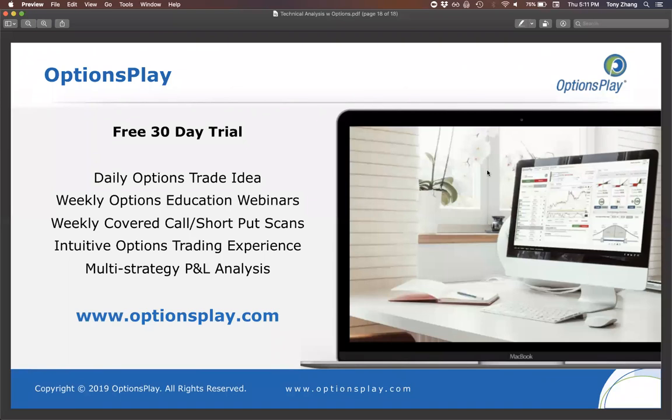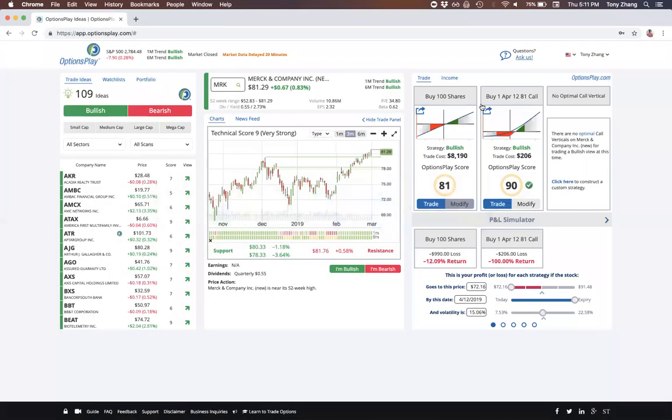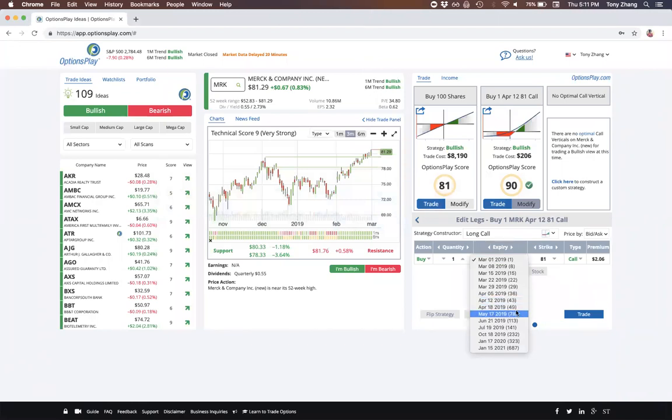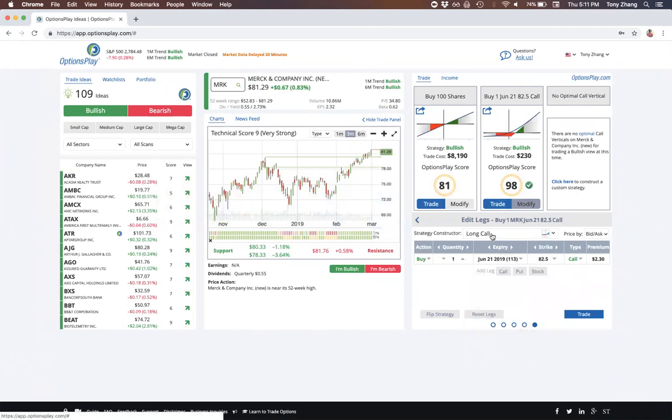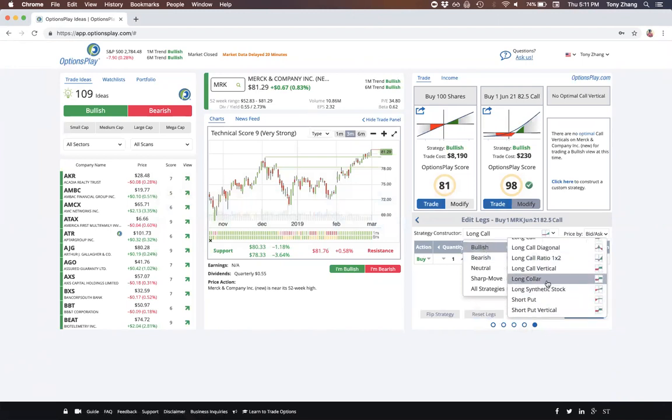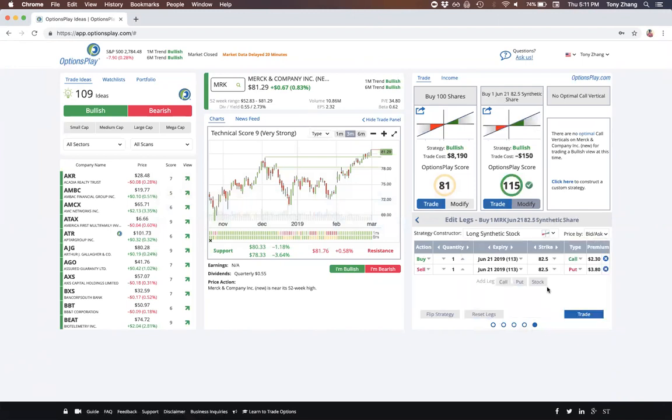Can we change the time recommendation from next month to more? Absolutely. You can click on modify and change it to any month that you'd like. So you can change it to a June expiration if you'd like. You can click on modify and you can change the expiration date, strike price, any of these fields, or you can use our strategy constructor. You can construct any of the strategies that we allow here using OptionsPlay.